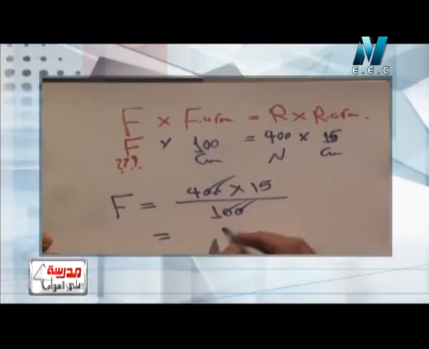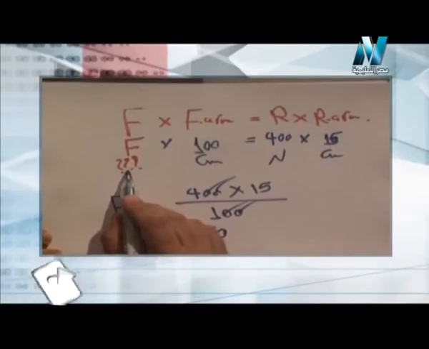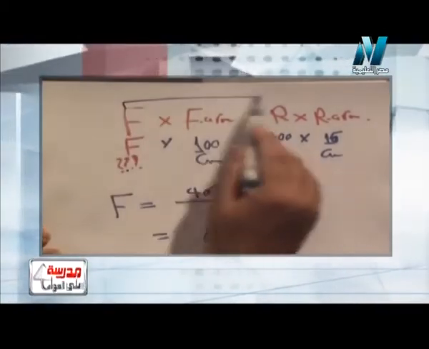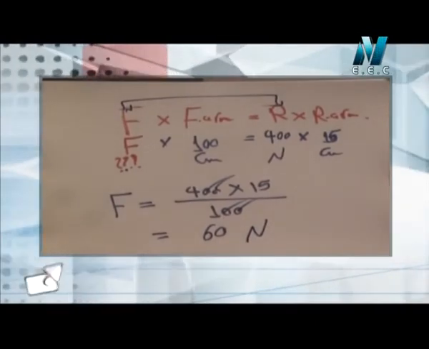4 by 15 equal 60. 60 what? 60 F, or effort force, like the resistance, as we know, it will be Newton. So here I have an extra question.